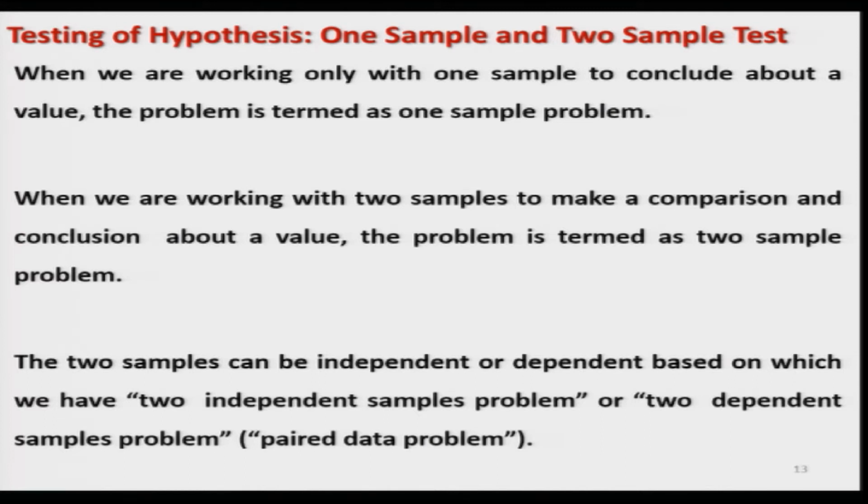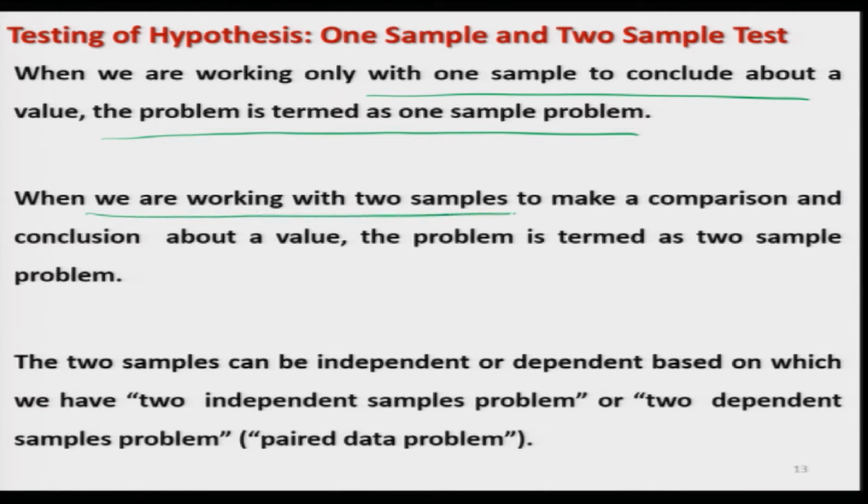And based on that we have two types of test, one sample test and two sample test. Whenever we are trying to work only with one sample to conclude about a value, then the problem is termed as one sample problem, and when we are trying to work with two samples to make a comparison and conclusion about a value, the problem is termed as two sample problem.